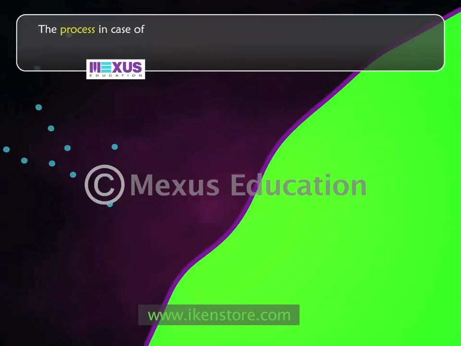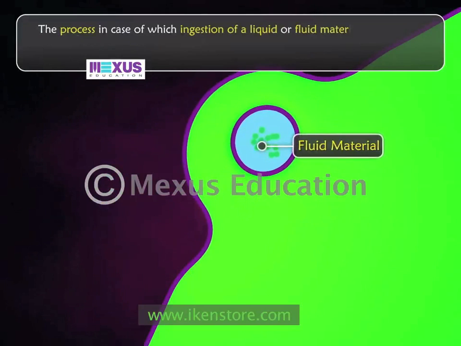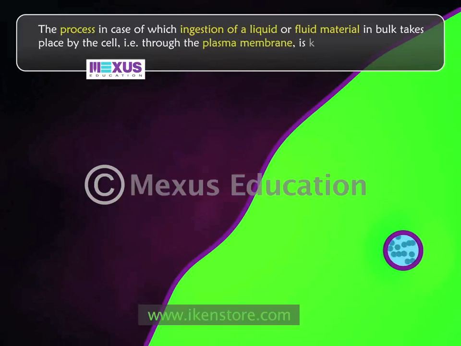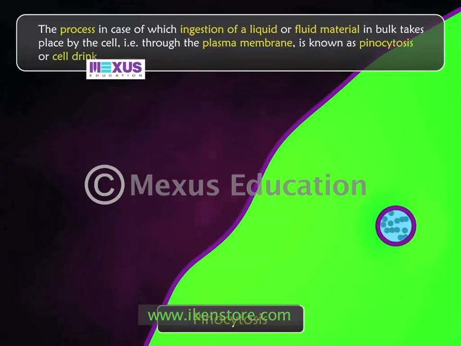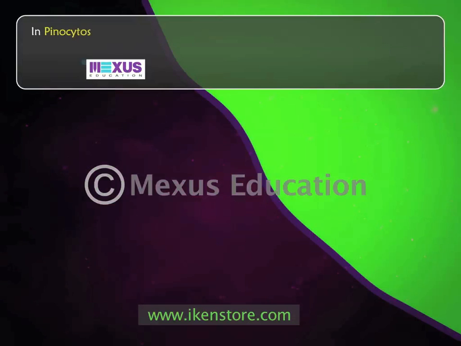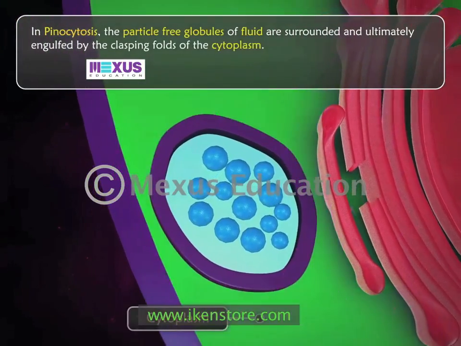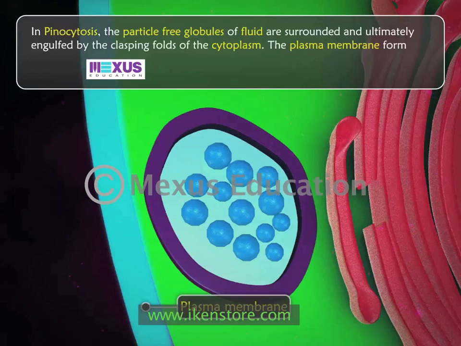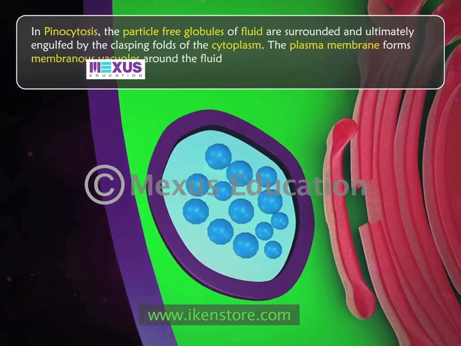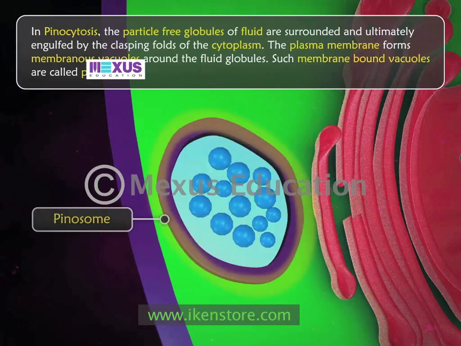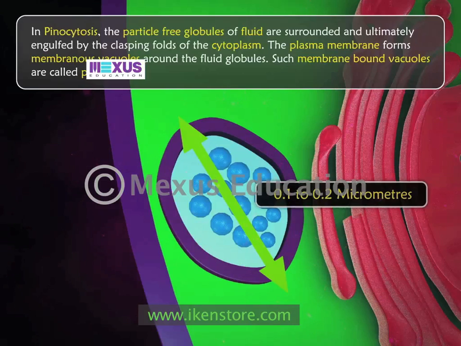The process in which ingestion of a liquid or fluid material in bulk takes place by the cell, that is, through the plasma membrane, is known as pinocytosis or cell drinking. In pinocytosis, the particle-free globules of fluid are surrounded and ultimately engulfed by the clasping folds of the cytoplasm. The plasma membrane forms membranous vacuoles around the fluid globules. Such membrane-bound vacuoles are called pinosomes, which are 0.1 to 0.2 micrometers in diameter.